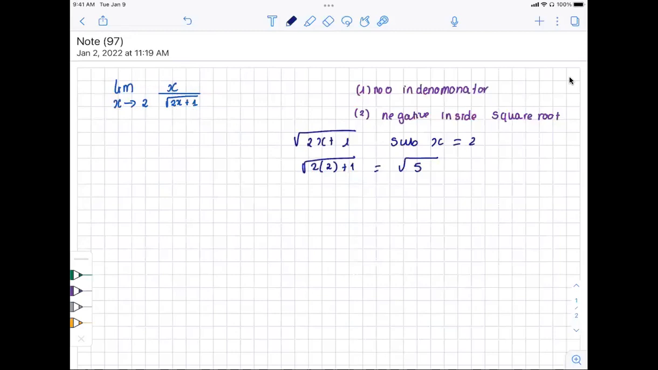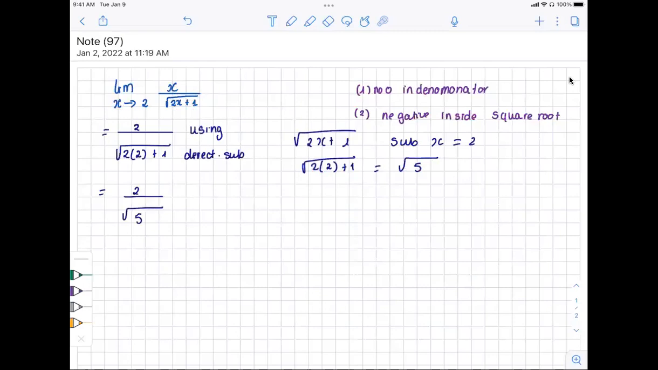So for this problem here, you can say the limit as x approaches 2 is going to be equal to 2 divided by the square root of 2 times 2 plus 1, so using direct substitution. Okay. So if you want to do one more step to simplify things out, you have 2 over the square root of 5. Right?